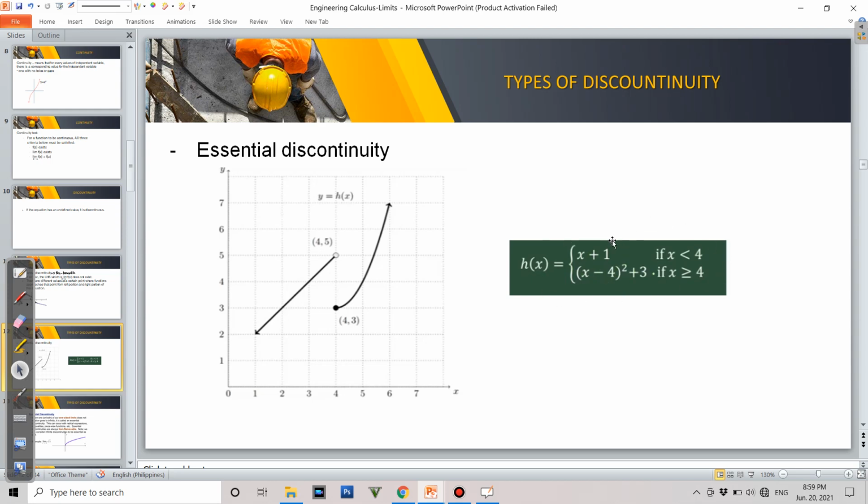You can see here in the piecewise expression that x plus 1 is a function if x is less than 4, but (x minus 4) squared plus 3 is another function if x is greater than or equal to 4. So x less than 4 means this is a function just left of 4, but it will not have a value for x equal to 4. If we directly substitute 4 here, 4 plus 1 is equal to 5, but it will be expressed as an open circle here, because x could never be equal to 4.